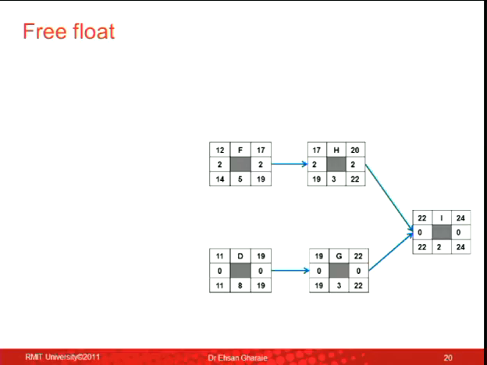So the free float is about an activity and the activities afterward. So if you delay activity F for 1 day, is there an impact on the next one? Yes or no? Yes? It means it doesn't have free float. So the free float for activity F would be 0. The total float, though, is 2. So if I delay activity F, H would be delayed, but I wouldn't be. That's why it has total float, but it doesn't have free float, because as soon as you delay it, there are some consequences. There is an activity afterward that is going to be delayed.